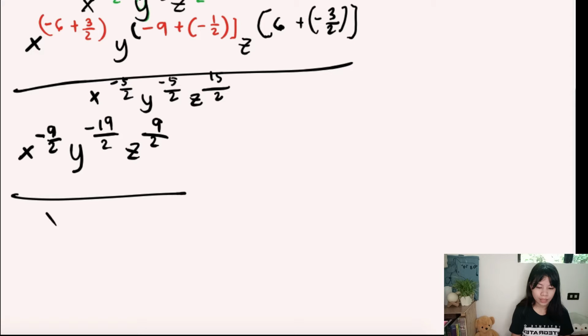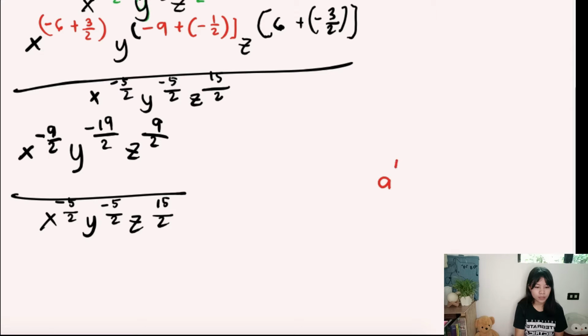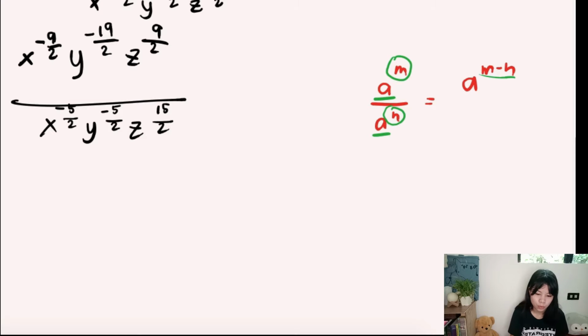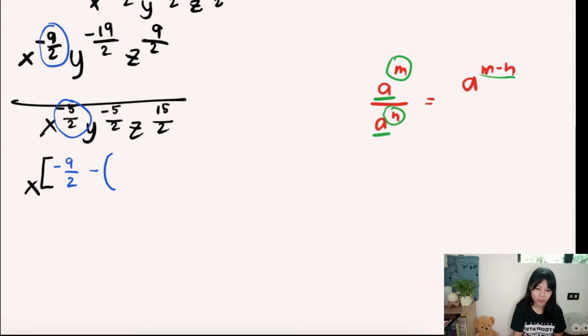All over x raised to negative 5 over 2, y raised to negative 5 over 2, z raised to 15 over 2. The laws of exponents also say that a raised to m over a raised to n is equal to a raised to m minus n. This means that if you have the same base, you just subtract the exponents. So, we have a raised to m minus n. Copy the base, then subtract the exponent. X raised to, we just subtract the exponent of x: negative 9 over 2 minus negative 5 over 2. You have to put it inside parentheses.